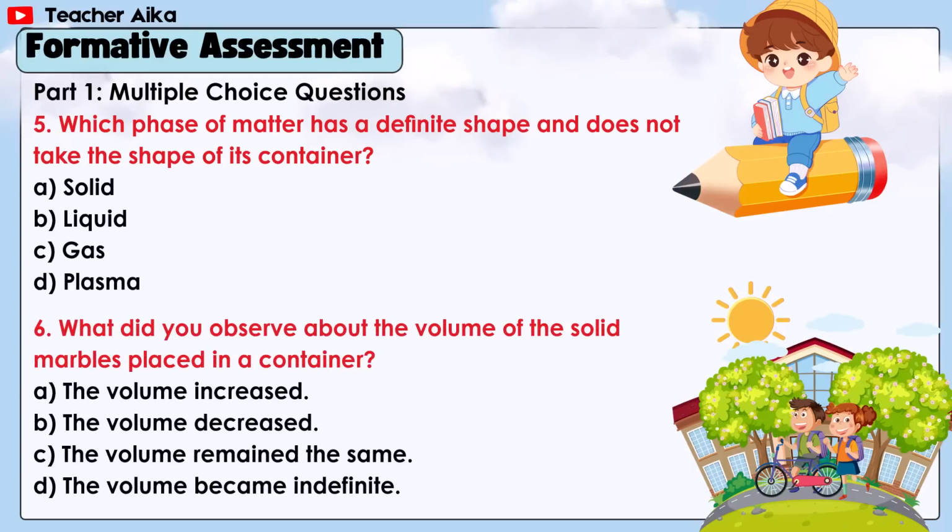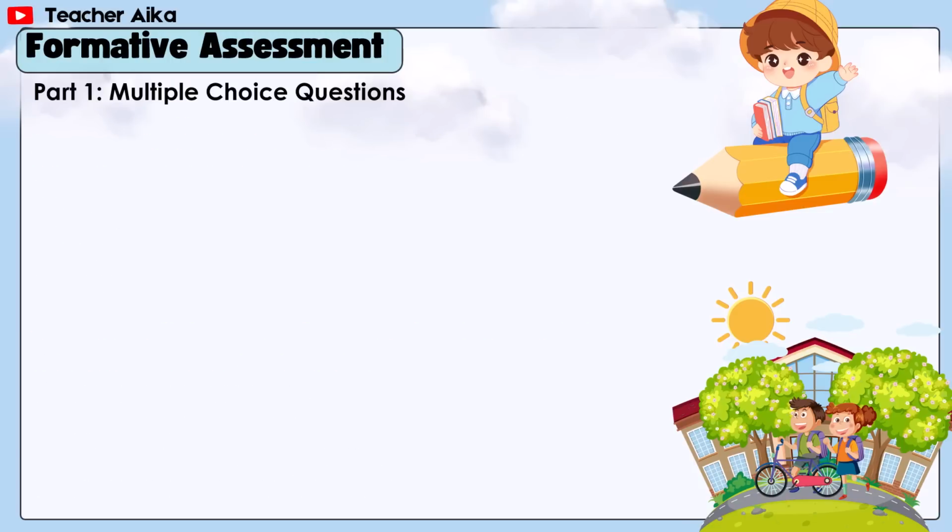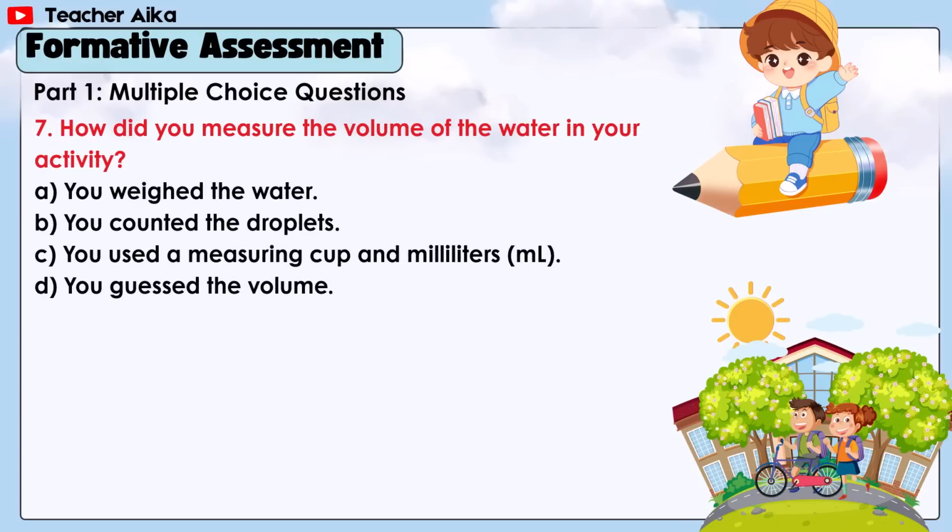6. What did you observe about the volume of the solid marbles placed in a container? A. The volume increased. B. The volume decreased. C. The volume remained the same. D. The volume became indefinite. 7. How did you measure the volume of the water in your activity? A. You weighed the water. B. You counted the droplets. C. You used a measuring cup and milliliters or ml. And D. You guessed the volume.